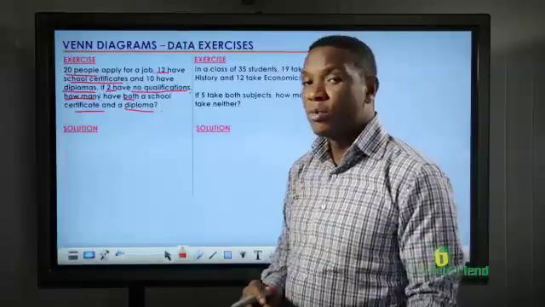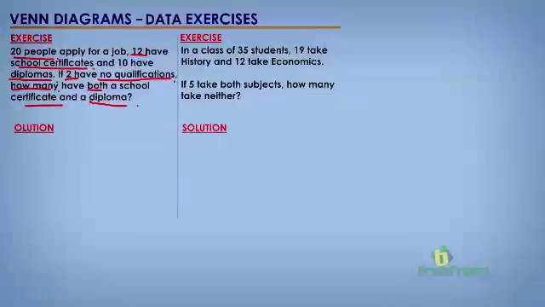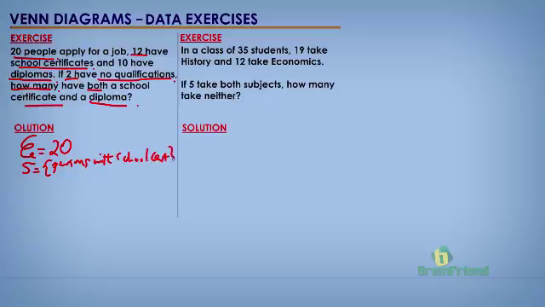Once again, from the example we did earlier, we can easily have our solution. Let our universal set be the set of everyone applying for a job. We have 20 persons applying. Let S represent the set of persons with school certs. Let D represent the people with diploma.